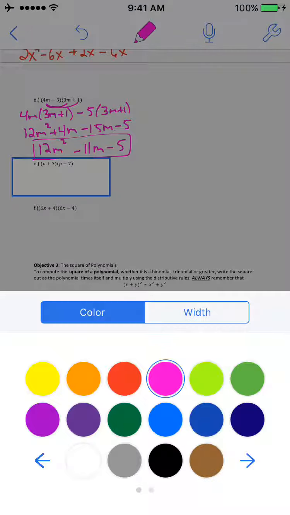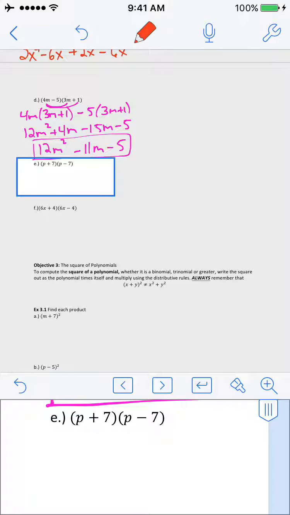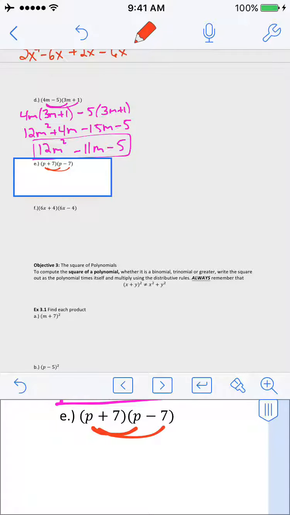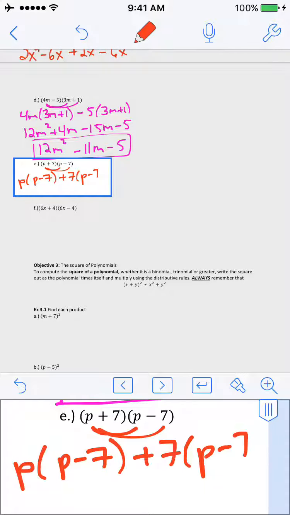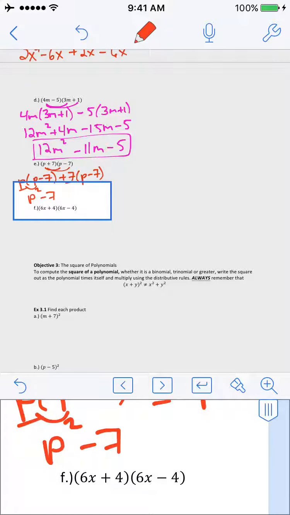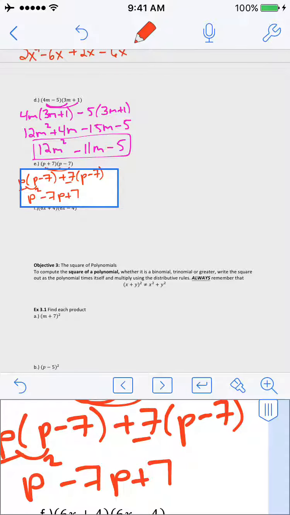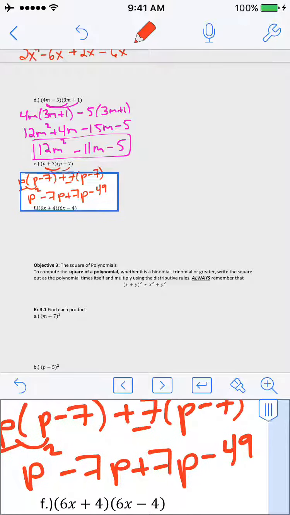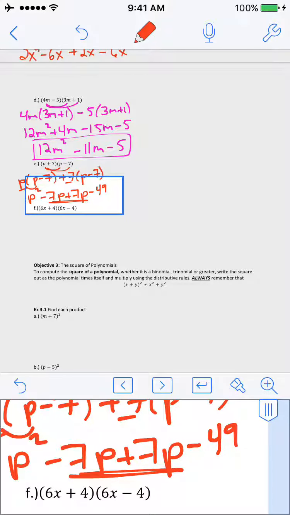Let's do another one. Something fun's going to happen here, but maybe you've seen this before. Let's multiply it out like we didn't know what was going to happen. Let's pretend it's any other binomial times a binomial. So I'm going to start with the p being multiplied out, so p times p minus 7 plus 7 times p minus 7. So I broke it up into monomials, and I'm going to distribute those. So I get p squared minus 7p plus 7p minus 49. Right, and then I have some like terms.